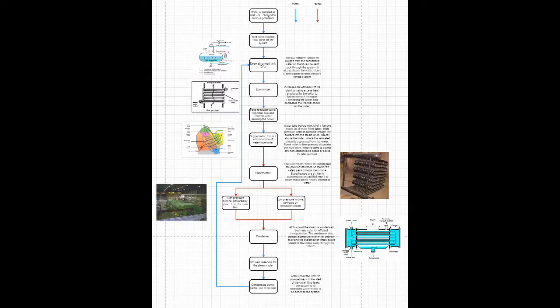The following video is a walkthrough of the steam and water cycle, as well as some of the other functions of a power plant. The following diagram shows the steps in which water is prepared, boiled into steam, and condensed back into water after passing through the turbines. Water is represented by blue arrows, while steam is represented by red arrows.